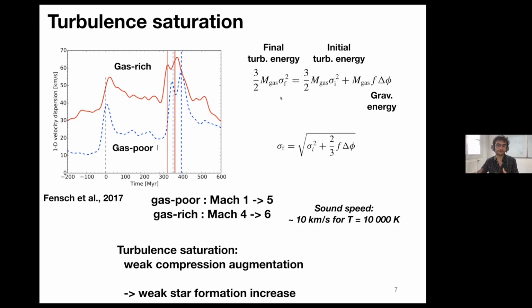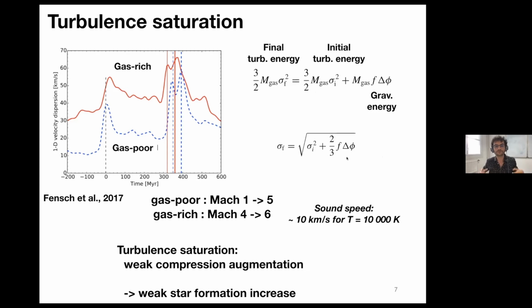And this is due, if you do some back-of-the-envelope calculation, to the fact that if you give part of your gravitational energy to your turbulent energy, as the turbulent energy scales with sigma squared, you are not able to bring a lot. You cannot increase your velocity dispersion a lot by a release of gravitational energy.